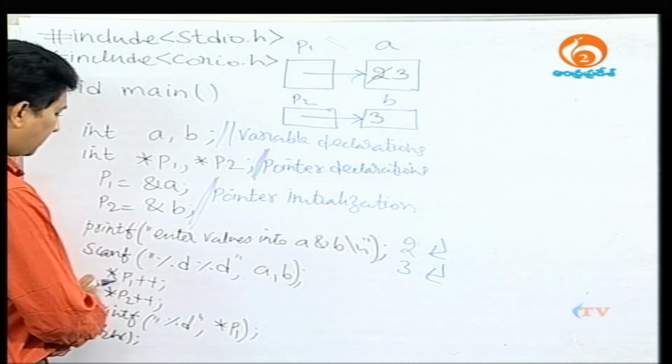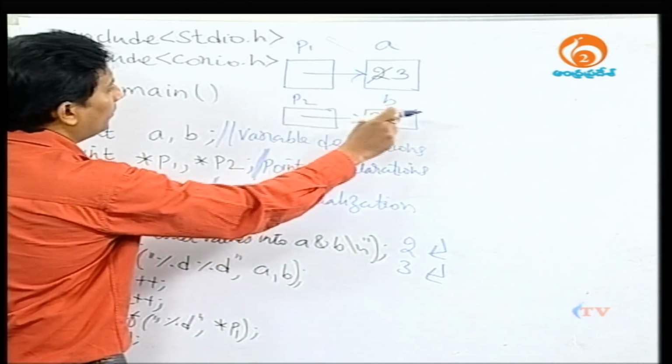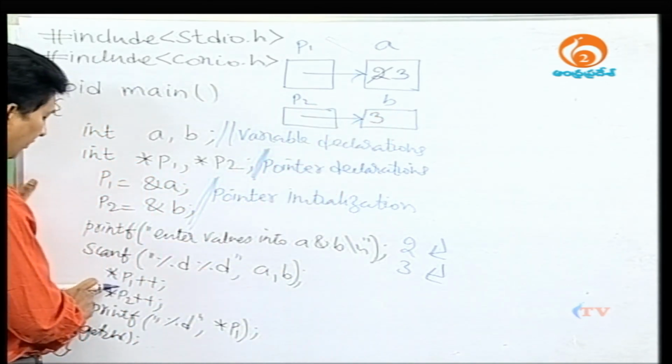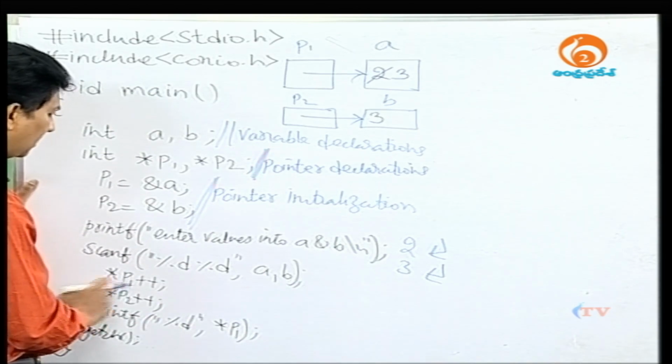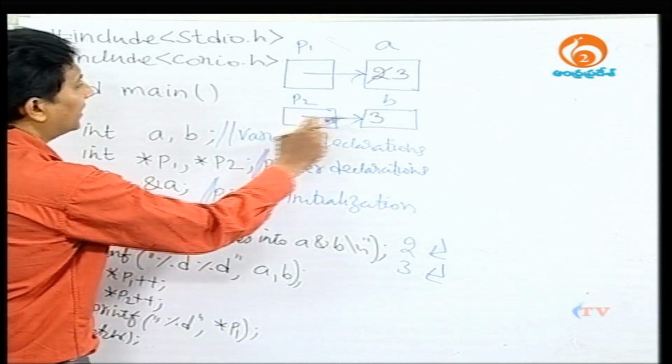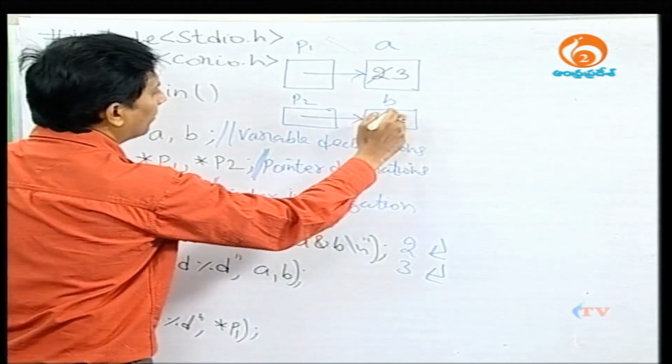Next, star P2 plus plus. Star P means wherever the address of the variable that P contains, that variable is incremented. This address contains B, so B is incremented, which means 4.